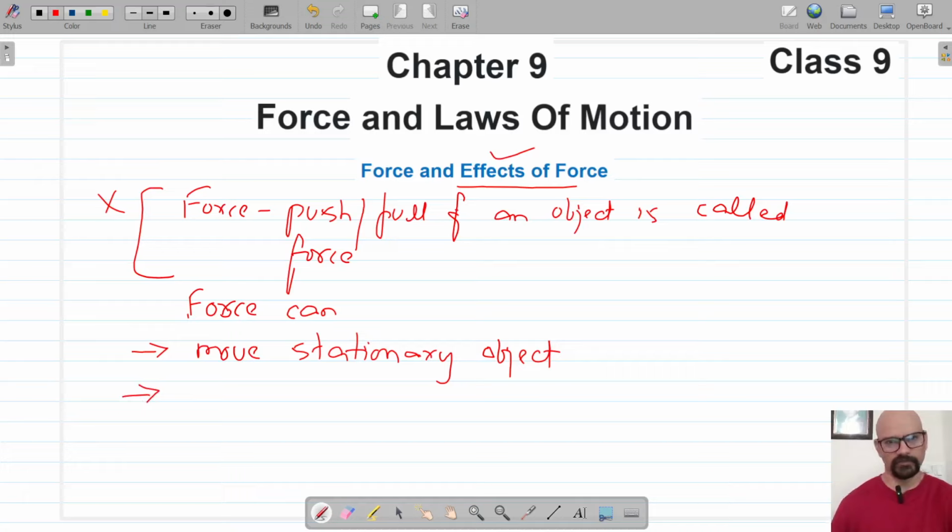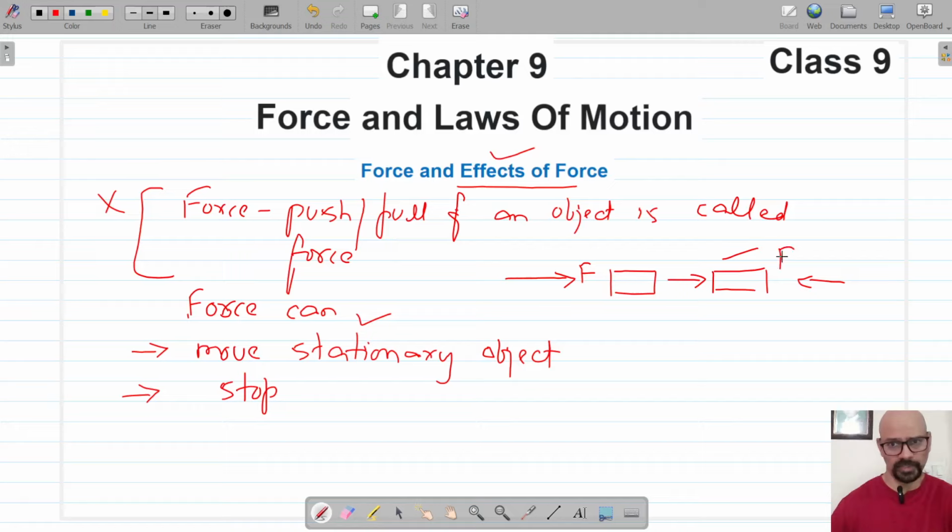And the second effect of the force: let's say this object is stationary, and if we apply a force in this direction, this object starts moving. And if an object is moving, if we apply a force in the opposite direction, we can stop the object. So we can stop a moving object.